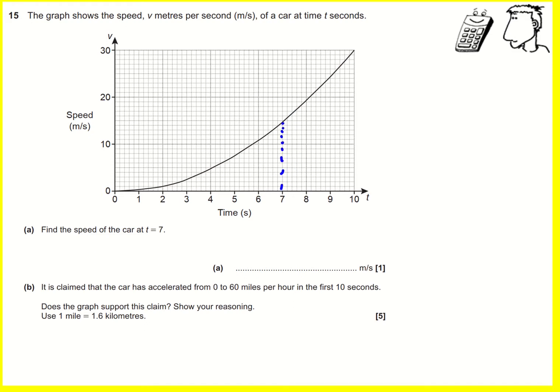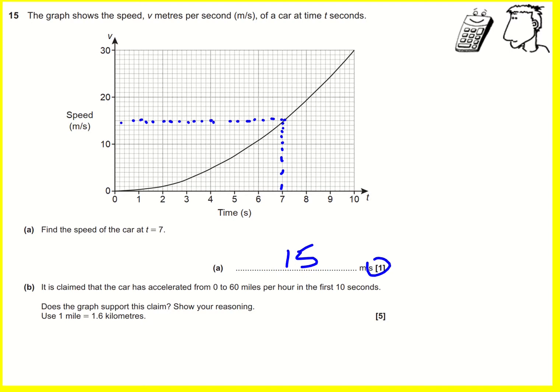Okay, I think it's good. It's only a 1 marker, but it's always good to put a little line on the graph to show what you're doing. It looks like it's between 14 and 15. So I'm going to go with, it's a bit closer to the 15 meters per second. Anything between 14 and 15 is actually accepted.